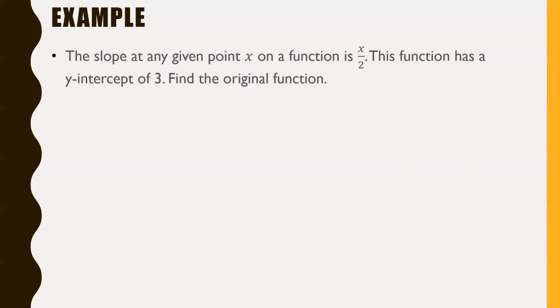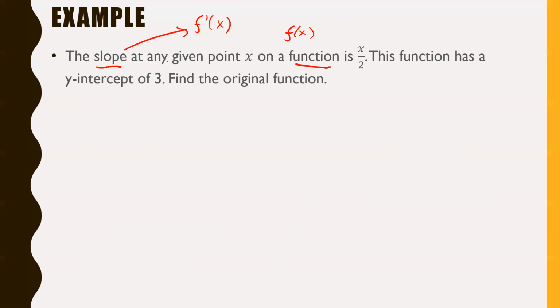Find the original function. Okay, a key word here, believe it or not, is slope. The slope at any given point x on a function, so you can kind of assume this is a function f of x. The slope is x over 2. Well, remember, the slope of a function can be given by the derivative, right? The derivative just tells you what the slope of a tangent line anywhere on your function is. So your derivative just spits out what your slope is on your function at any given point x.